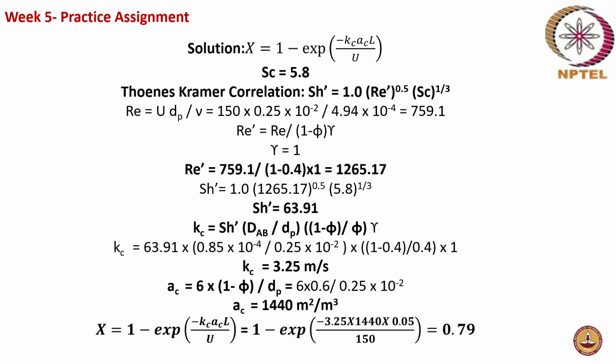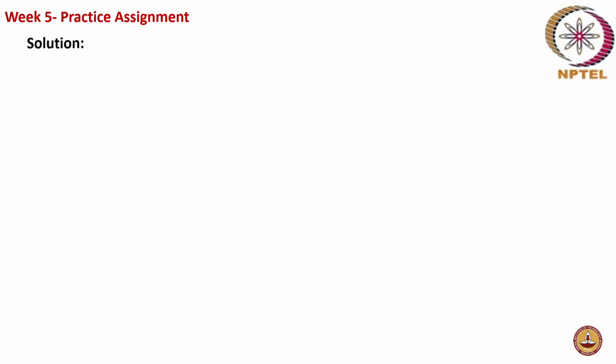So your conversion, substituting all the parameters, you will find out your conversion is increased. In this case, it is 0.79, whereas in the previous case, it was around 0.6. So there is an increase when you change the particle from a cylindrical particle to a spherical particle, right?